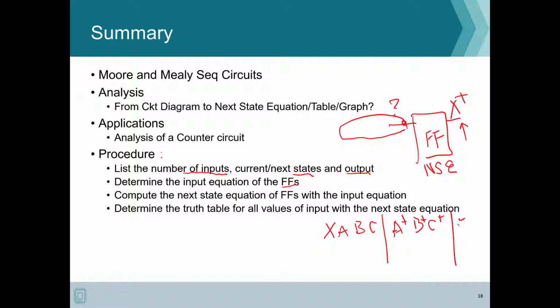And if you have outputs too, you have to determine the output equations too.